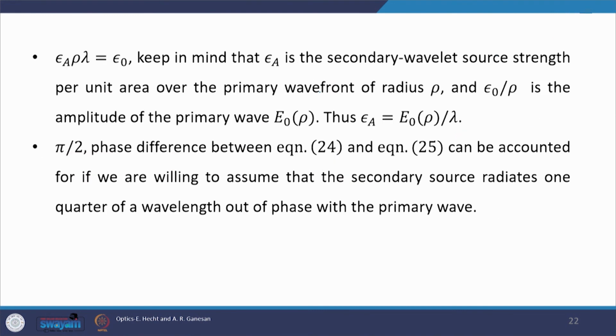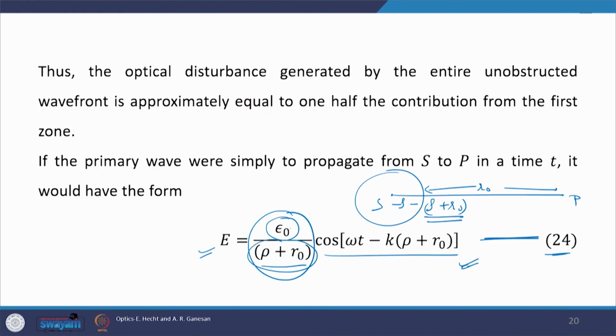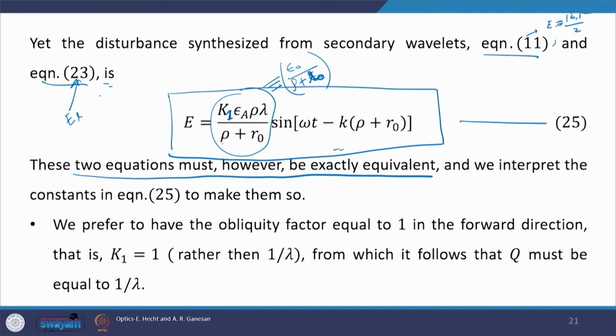Okay, epsilon naught, this is the amplitude here. Now, this amplitude must be equal to the amplitude of equation number 24. Okay. Now, since we are talking about the first half period zone, the angle is very small, it is very close to 0. Therefore, we prefer to have obliquity factor equal to 1 in the forward direction, and that is K1 would of course be equal to 1.